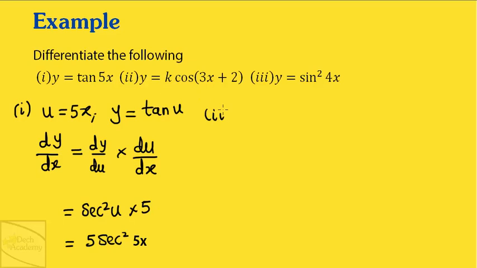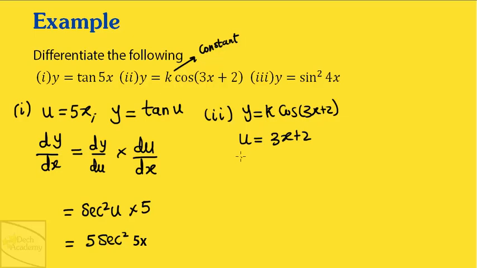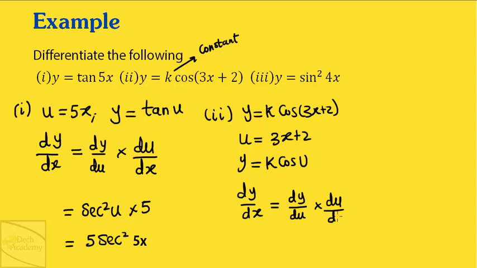Now to part 2. Here, k is a constant. I'll just make that clear. So we have y is equal to k cos(3x plus 2). I'm going to use the composite function approach as well. I'm going to let u equal 3x plus 2 so that y is equal to k cos u. So dy dx is equal to dy du times du dx.